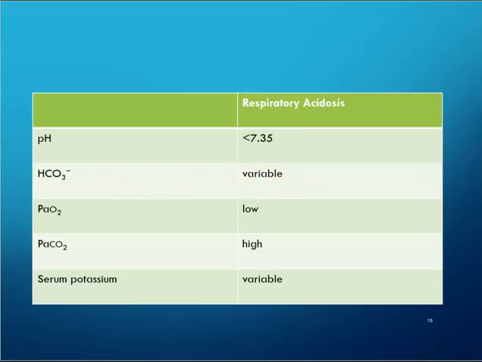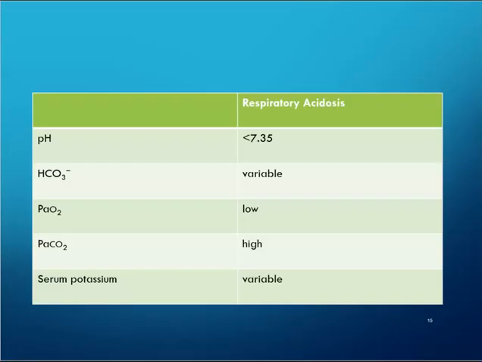Our bicarb is variable. Kind of skipped over that, but our bicarb is variable. But again, low PO2 because we're not exchanging. Our PaCO2 is high. So high CO2 equals low oxygen levels. So low oxygen. Serum bicarb again varies, of course. And then if acute acidosis, serum potassium may be elevated. Maybe. So sometimes it will be.